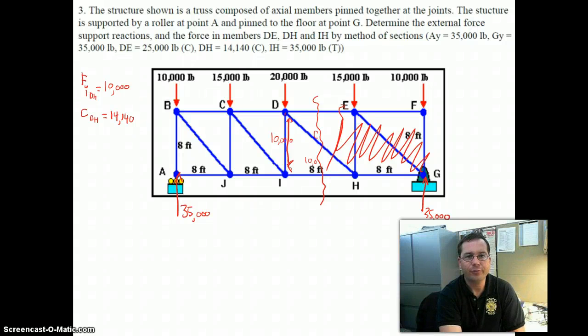Building Construction for the Fire Service, Week 6, Homework Problem 3, Part 2.